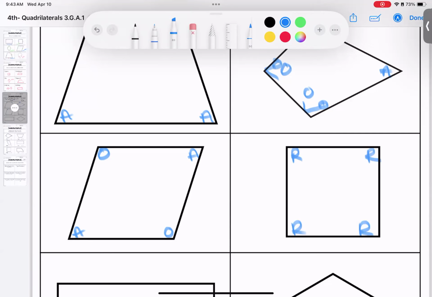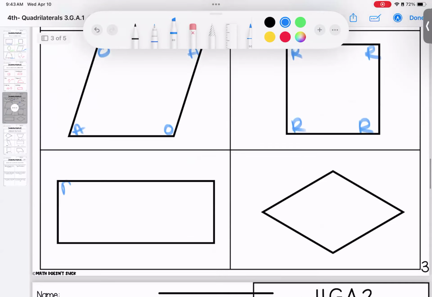Squares and rectangles, they all have to be right. Rectangles, same thing. All four angles have to be right. Otherwise, it's not a rectangle, it's a parallelogram. And then our rhombus, we have two obtuse and we have two acute. If you have any questions on your angles, go ahead and bring them with you to class.